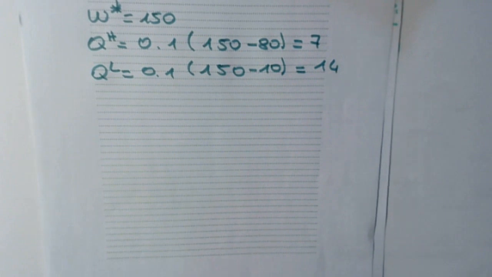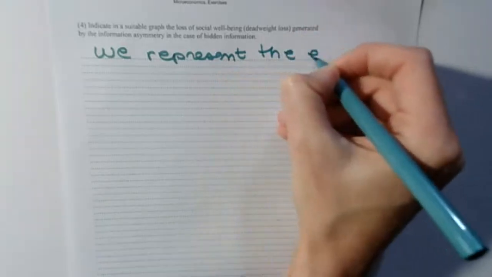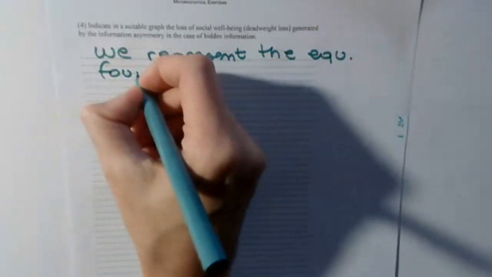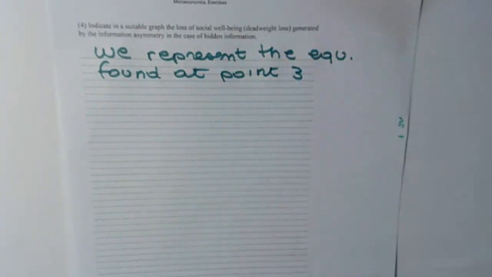Okay, fine. Now, the last point, point 4, okay? Point 4, indicate in a suitable graph the loss of social well-being generated by the information asymmetry in the case of hidden information, okay? So basically, to do this, we have to represent the equilibrium found at point 3, okay? So we represent the equilibrium found at point 3 in the same graph, okay?